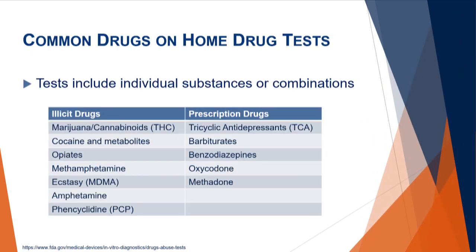By doing a simple Google search, you'll see that there are many tests available that include many different combinations of substances. The illicit drugs and prescription drugs listed here are the most common drugs that are tested for on home drug tests. They can be tested in either a combination or a comprehensive drug test that would include all of these or their individual components. With each of these, it just highlights the importance of reading the label and knowing exactly what it is that you're testing for, so that you know that you're conducting the most appropriate test.